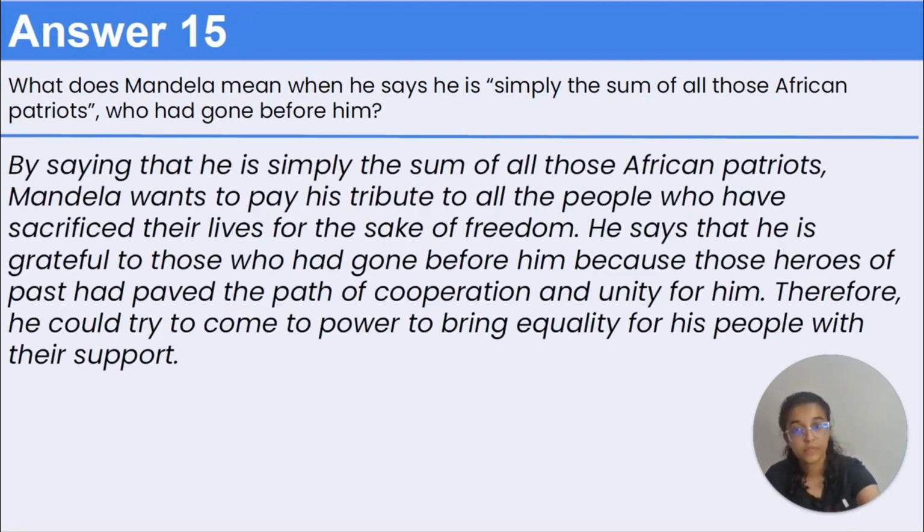What does Mandela mean when he says he is simply the sum of all those African patriots who had gone before him? So he wants to pay tribute to all those people who have sacrificed their lives for the sake of freedom. He says that he is grateful to those who have gone before him because these heroes have paved the path of cooperation and unity, and they have paved the path which led to freedom eventually. Therefore, he could not have come to power to bring equality for his people without their support.